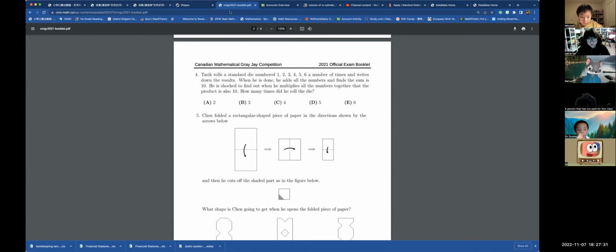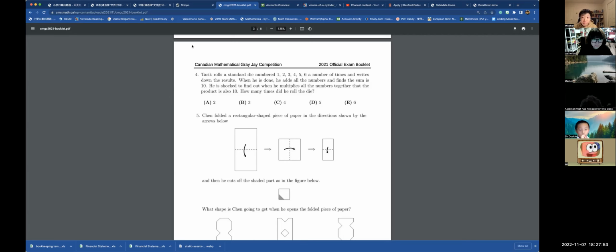Okay, so the standard die is what? It's a dice, right? Six sides, and he writes down the results. When he's done, he adds all the numbers and finds the sum is 10. He's shocked to find out when he multiplies all the numbers together that the product is also 10. How many times did he roll the die?